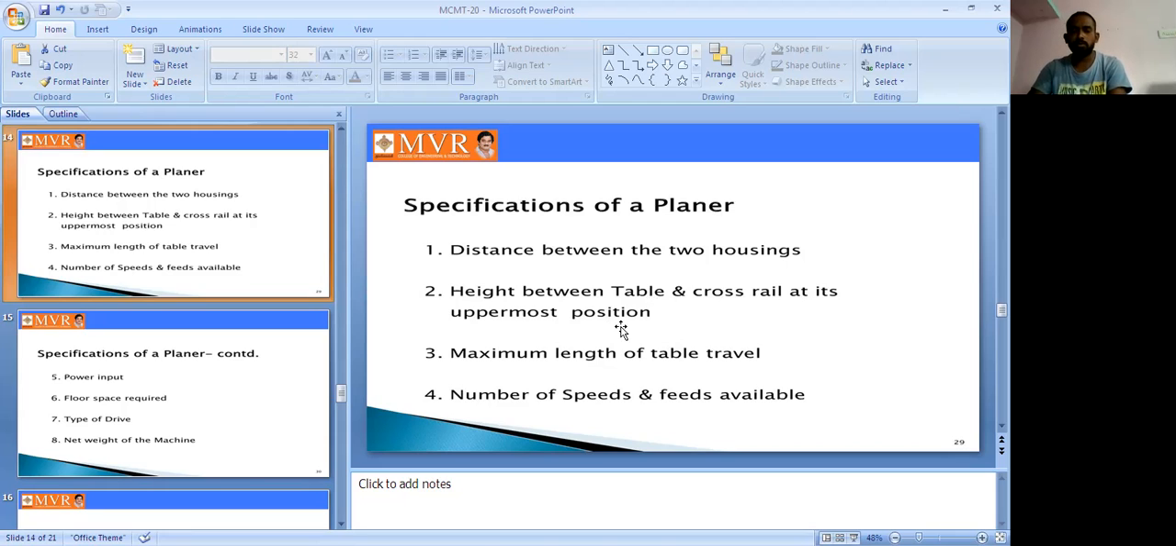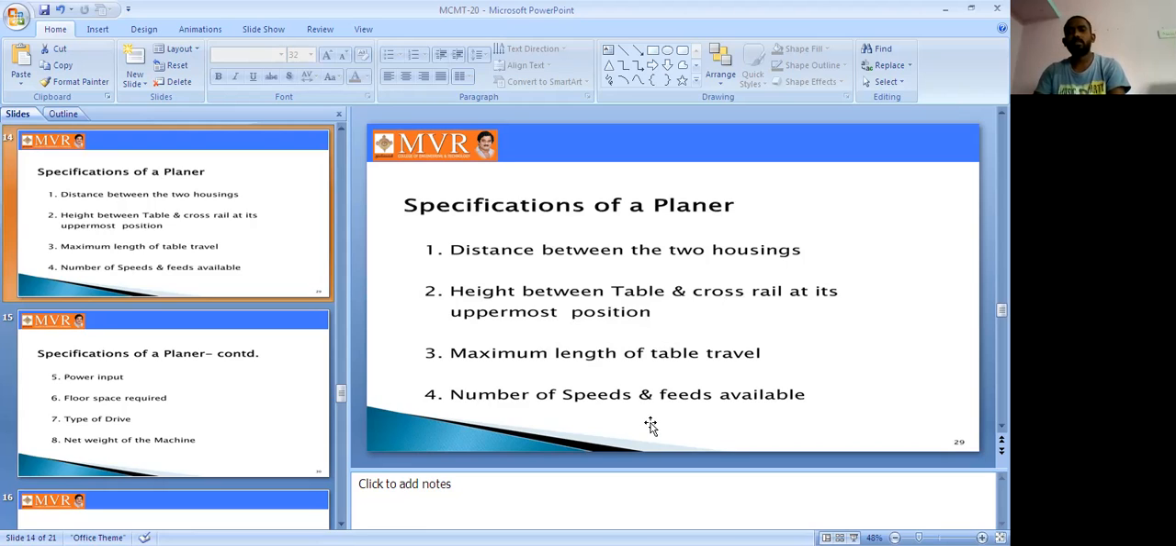Third one is the maximum length of the table travel. The table will travel for a maximum length. On the table we have the T slots, and in the T slots we clamp the workpiece, but the maximum length of the table travel is very important. It travels, moving forward and backward. Maximum length is very important.